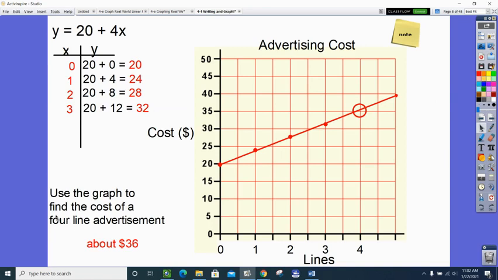So I needed to be able to see 4 here so I could see it on the graph. And I show Mrs. Werder I know what I'm talking about, because there is where the 36 came from. So I put a big ring there to show me.